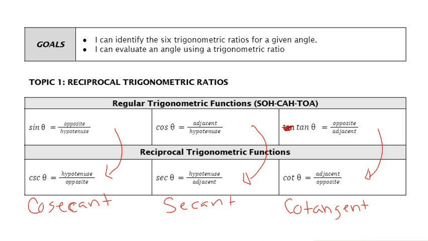So when we look at this, you want to think about it almost as pairs. If you know sine, cosine, and tangent, you just have to know the reciprocal. So sine goes with cosecant, cosine goes with secant, and tangent goes with cotangent.